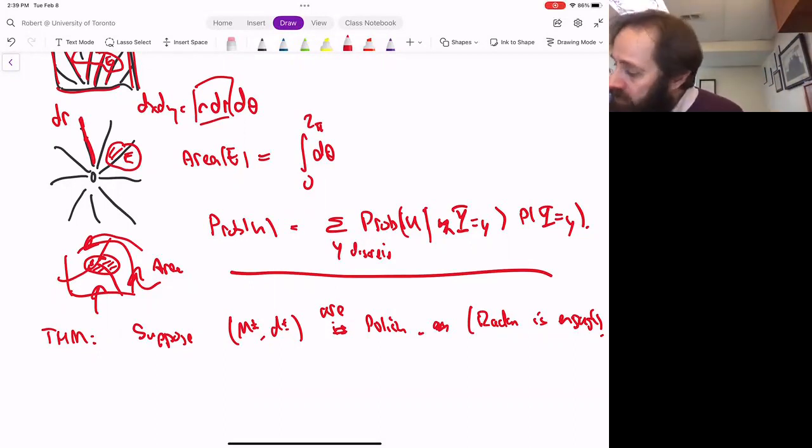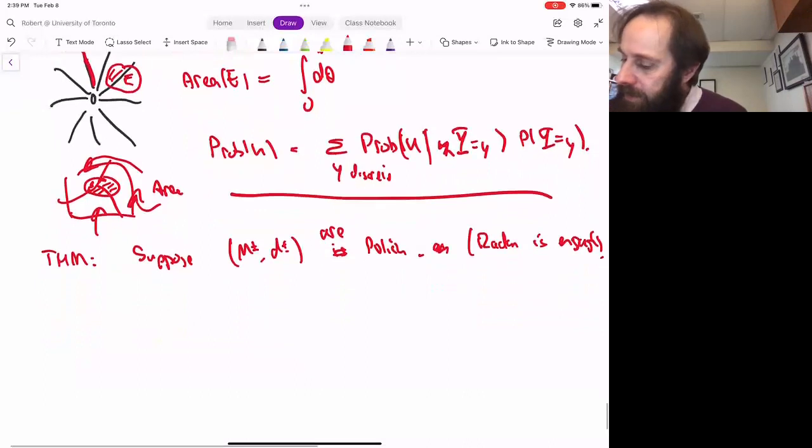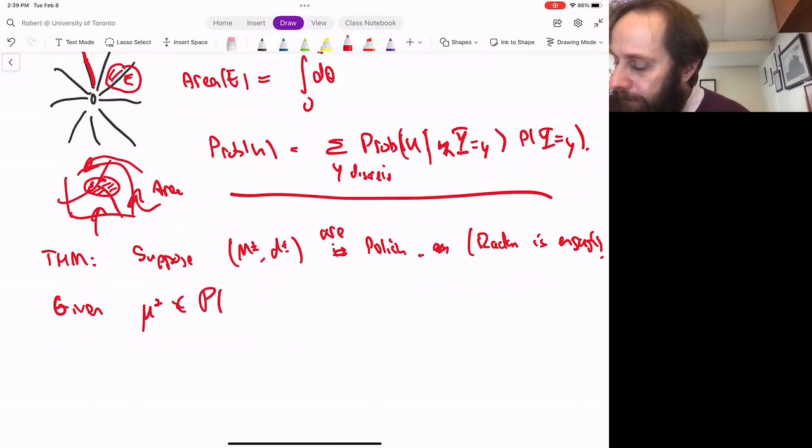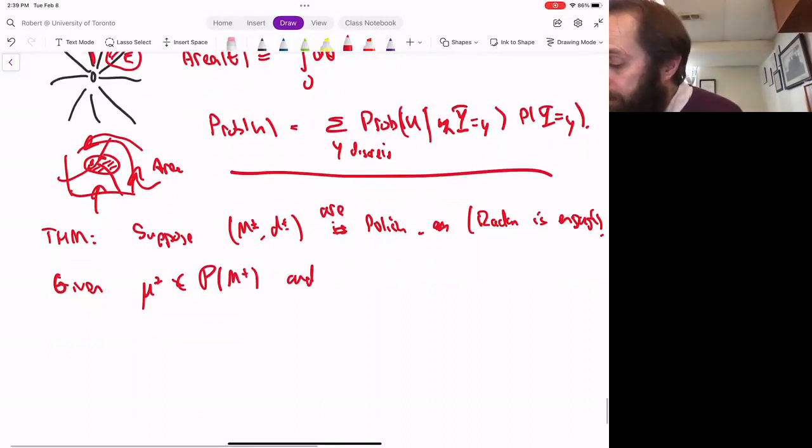So if I have two Polish or Radon spaces, and then I'm given, it sounds like transport already, a Borel probability measure on the first space, and a map, I don't know what to call it, let's call it Q, from the first space into the second space, Borel.